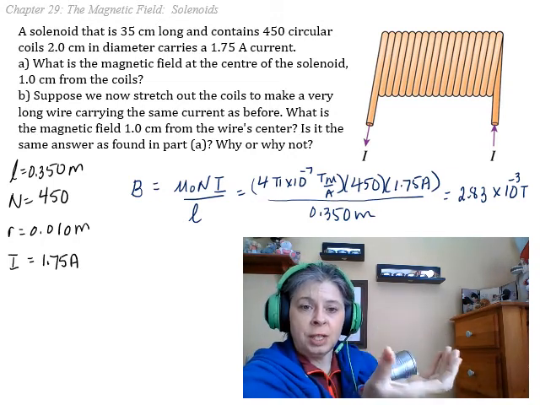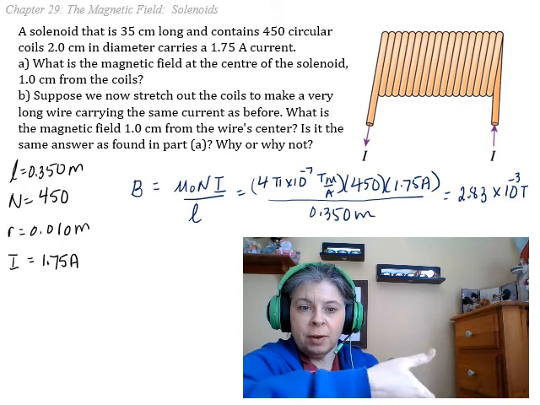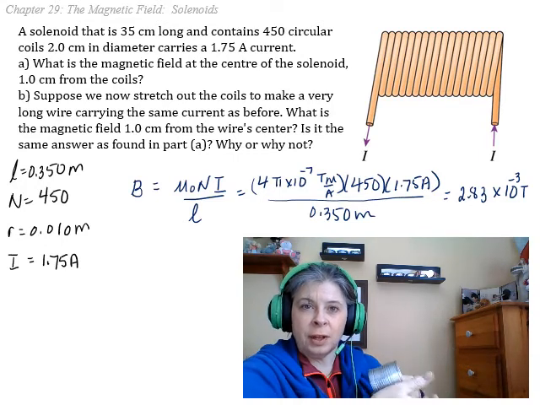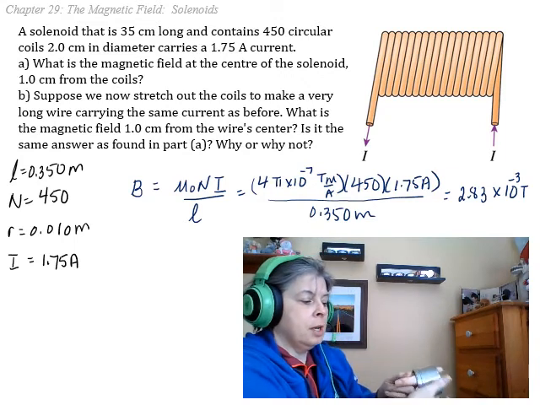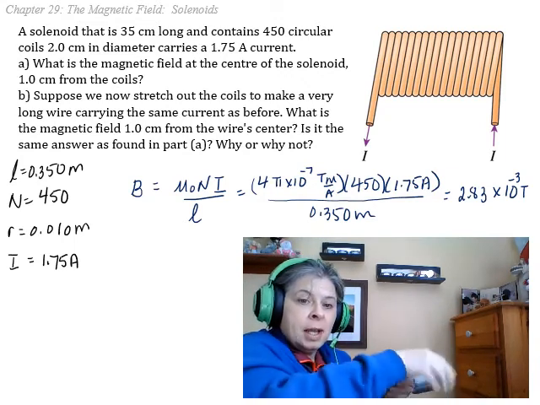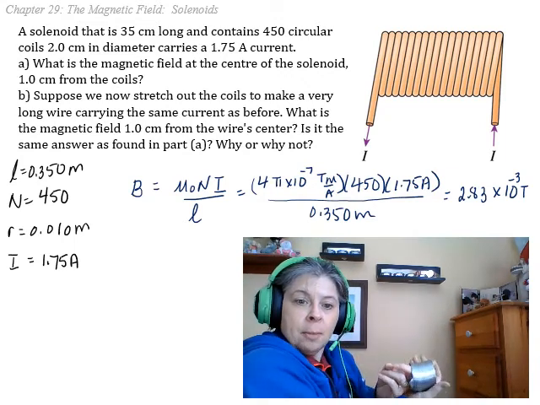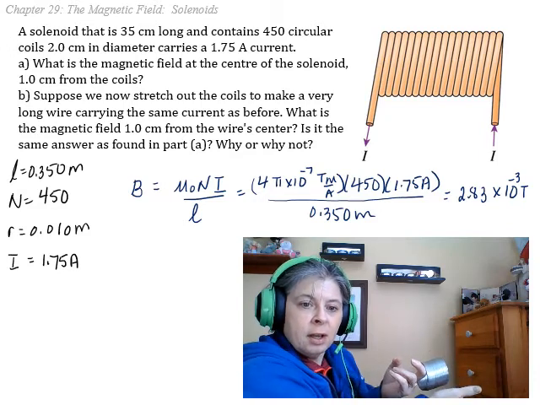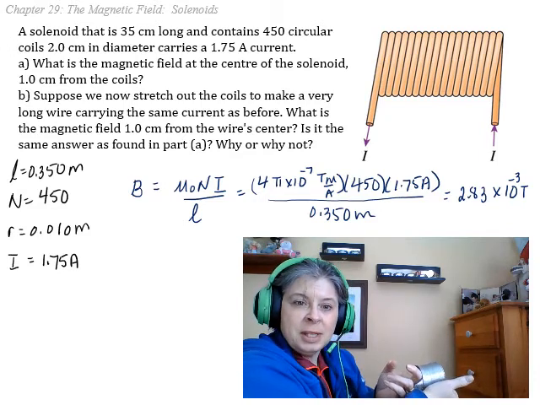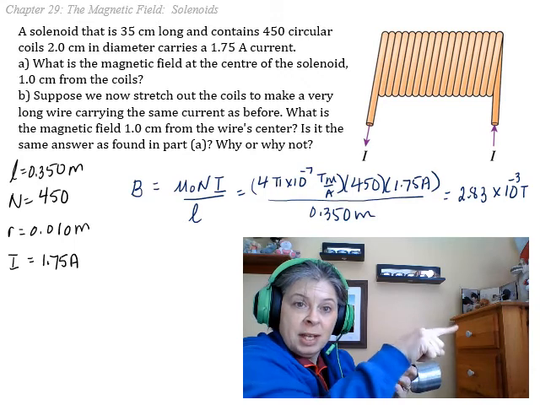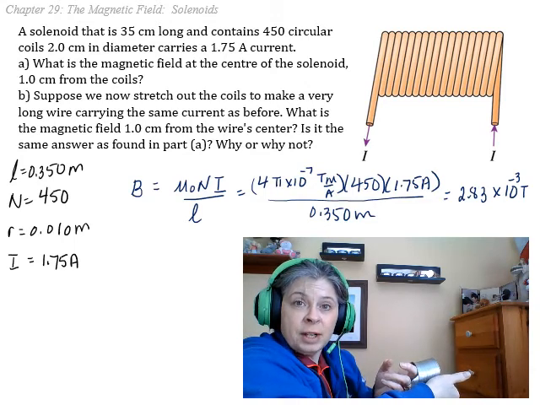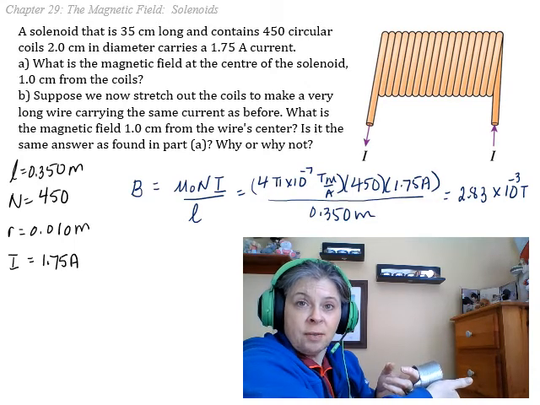What you do is you take your fingers, you make a circle with your fingers, where the circle of your fingers matches the current direction. So I'm going to take my fingers and I'm going to curl them so they go up in the back and down in the front. I look at what my stuck-out thumb is doing. My stuck-out thumb is pointing this way. So that's the direction of the magnetic field in the center of our solenoid.